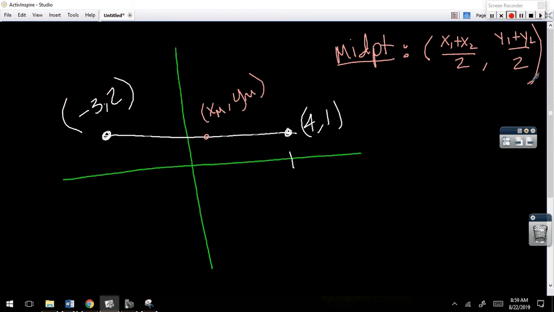So what is the x part of your midpoint here? 4 plus negative 3, which is what? 1. It's over 2, so that means 1/2. Okay, now you find the y part. Tell me what you get.